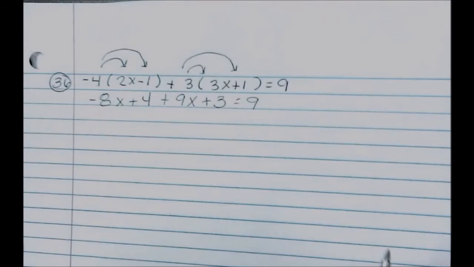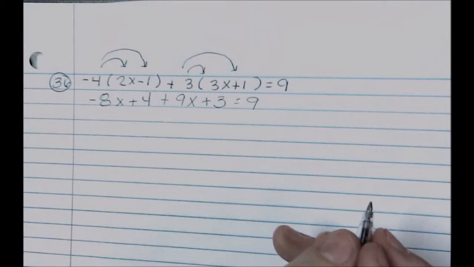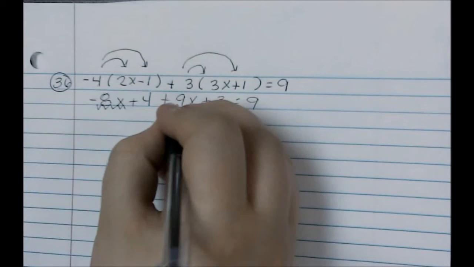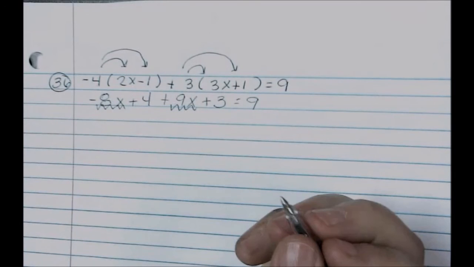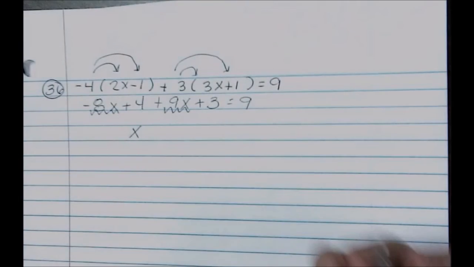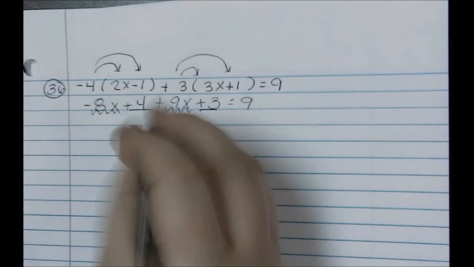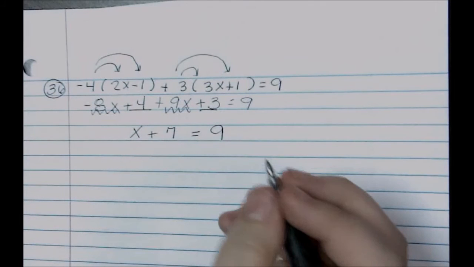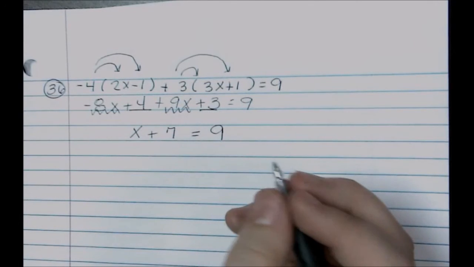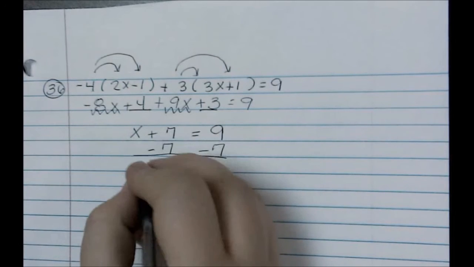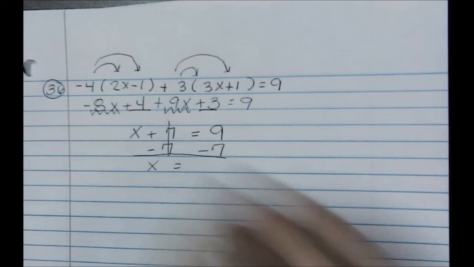Bring down your 9. Now you're going to combine your like terms. Well, negative 8x plus 9x, that leaves you with simply an x. And then 4 plus 3 is 7. Bring down your 9. Now you subtract 7 from each side to get x equals 2.